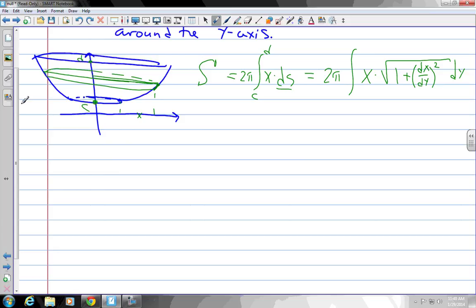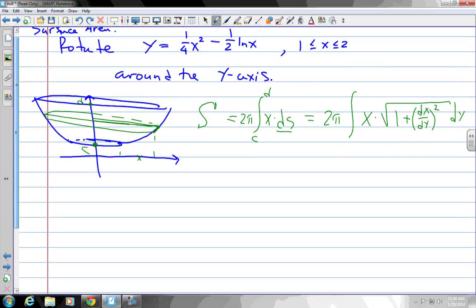Because look, first of all, my limits of integration would be, yeah, x goes from 1 to 2, so y goes, when you plug in 1, you get just a quarter, right? This is y of 1. This is y of 2, right? If you're looking at the dy integral. So this whole thing becomes 2 pi, and then the integral from 1/4.